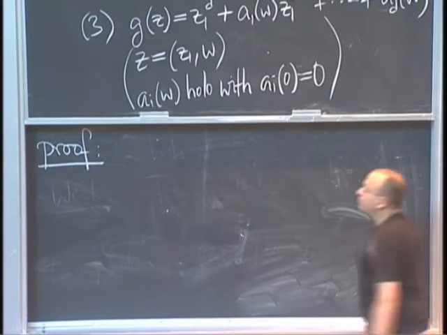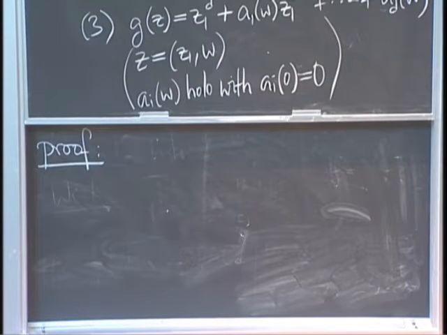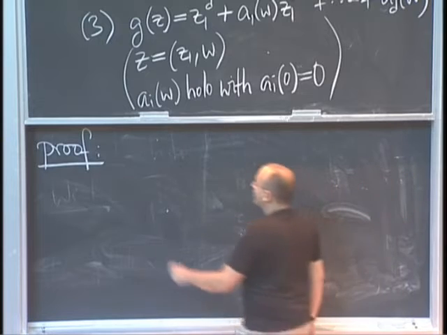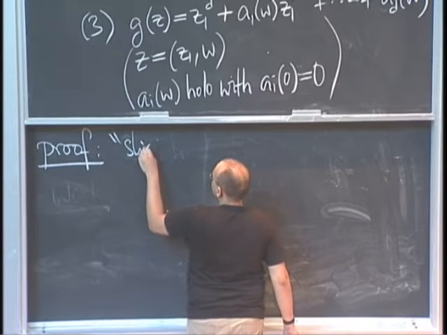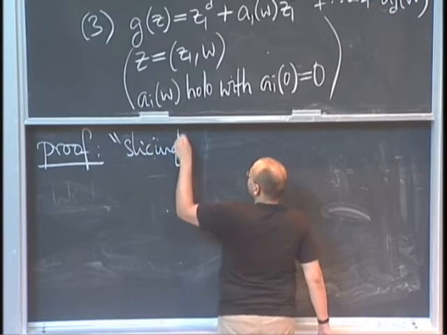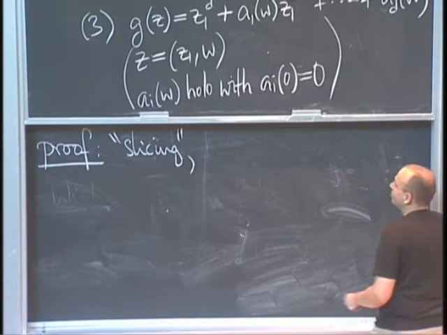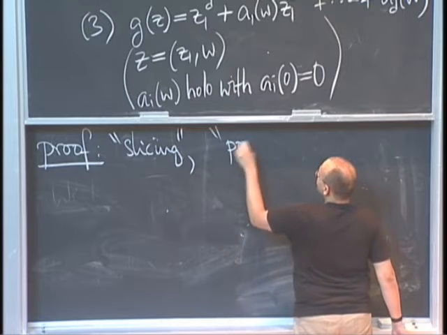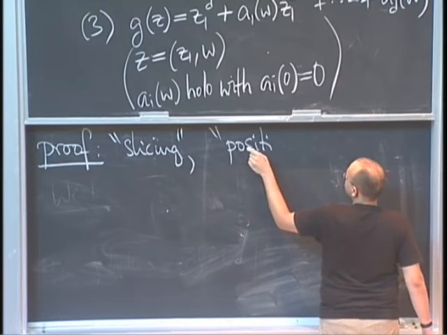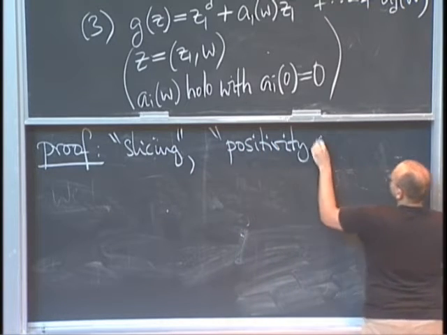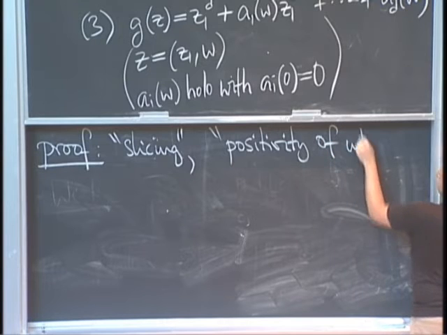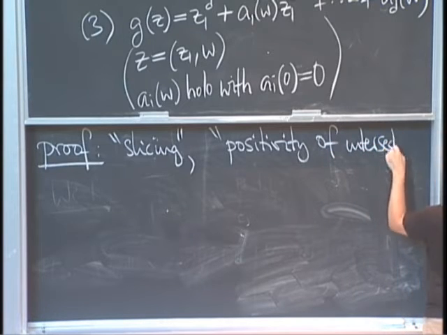So the technique that you use in the proof is something people like to call slicing. And the principle that you use here to push the slicing through is called positivity of intersection.